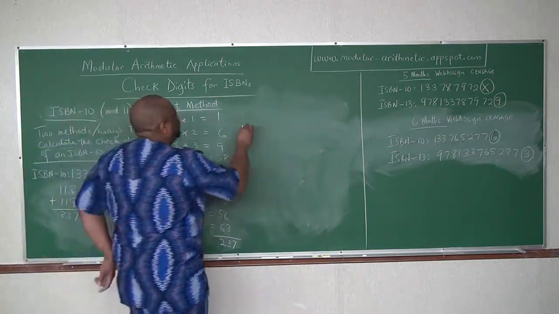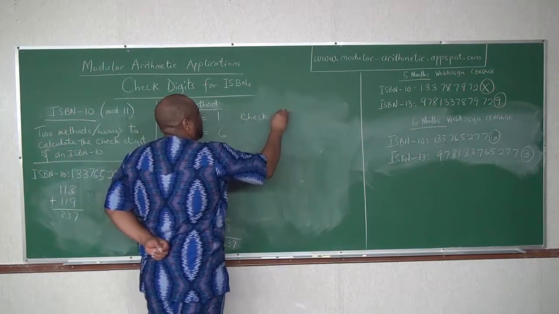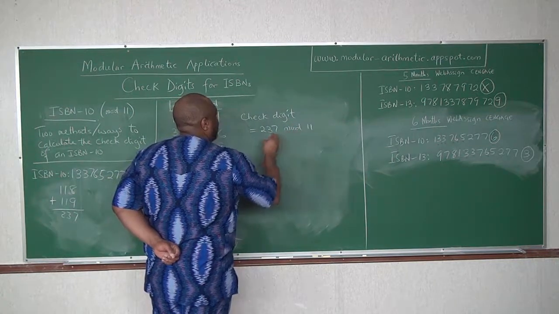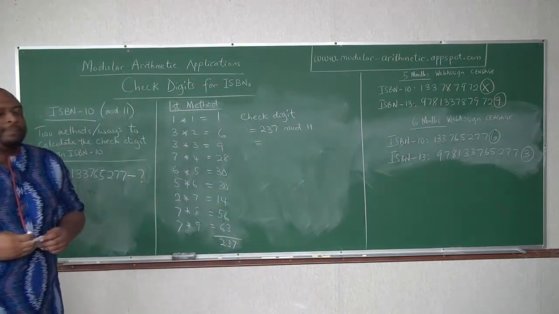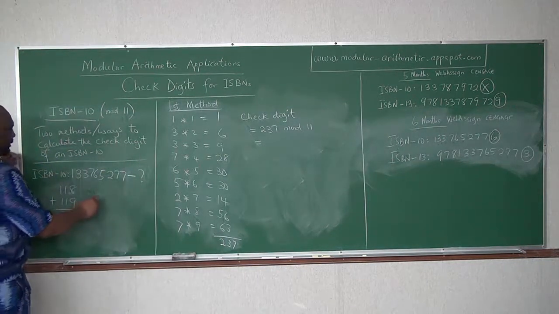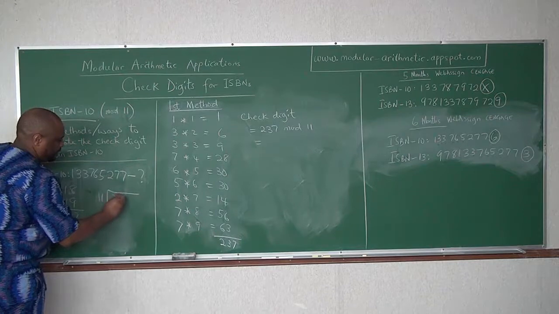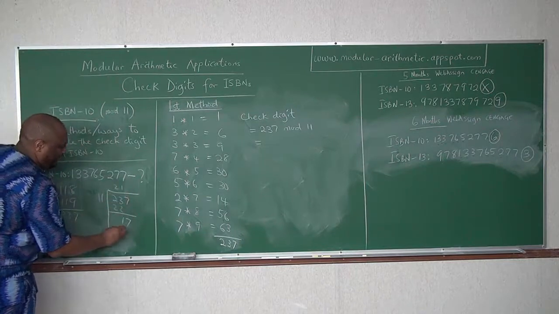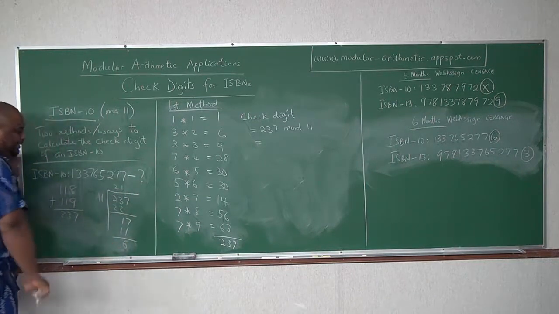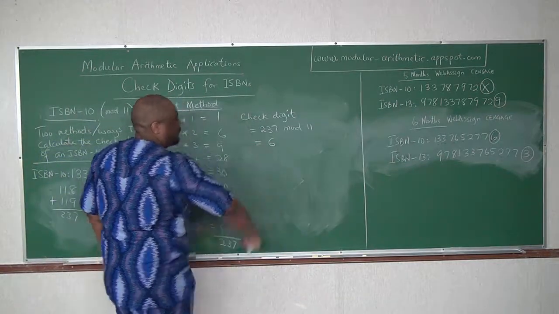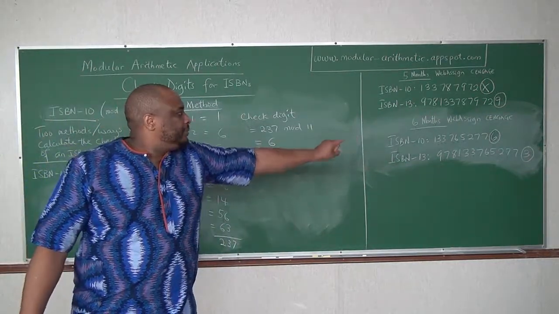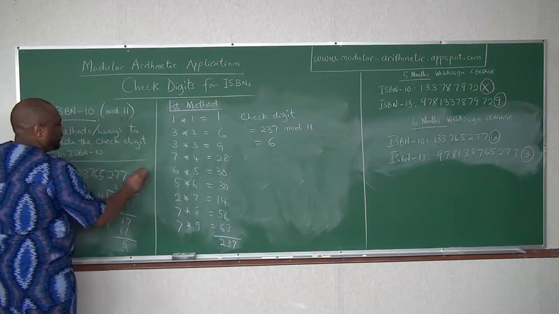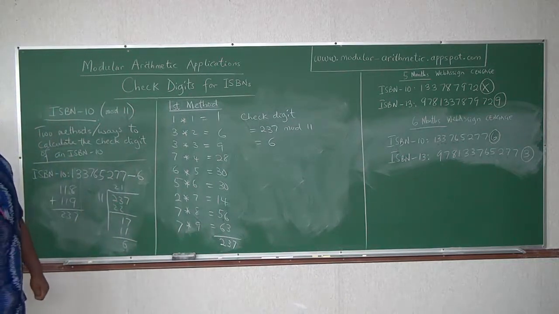So the check digit will just be 237 mod 11. Let's do that. 11 divided into 237. 2, 22. You have 17. You have 1, 11. And you have 6. 6 is the remainder. And that is it. We got it right. Thank God. So this is 6. Okay? First method.